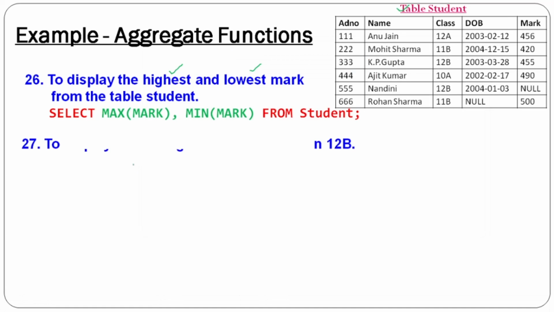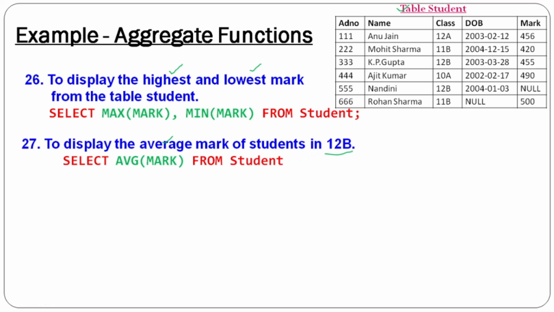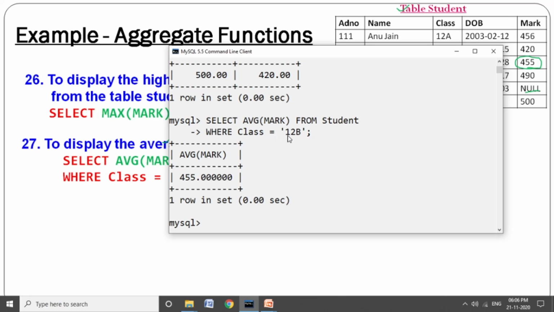The next question is to display the average mark of students in 12B. We have to display the average mark and the condition is class equal to 12B. SELECT AVG(mark) FROM student WHERE class = '12B'. In the table we can see that there are two students in 12B. KP Gupta's mark is 455 and Nandini has a null value. So while finding the average mark, we should consider only this 455. The output will be 455.